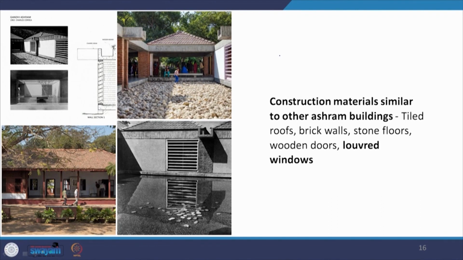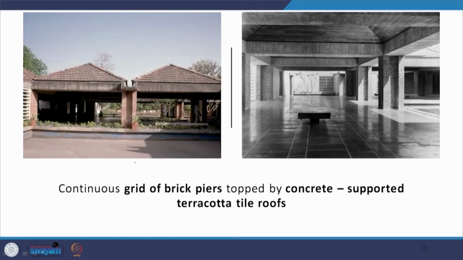So here also, with regard to the construction materials, it's very similar to what was used in the other ashram buildings. There are tiled roofs, brick walls, stone floors, wooden doors, and in addition to that there are these louvered windows. We'll come to that as a climatic response. There is a continuous grid of these brick piers over which this RCC beam is placed, and on top of that there is this pyramidal roof in terracotta tiles.